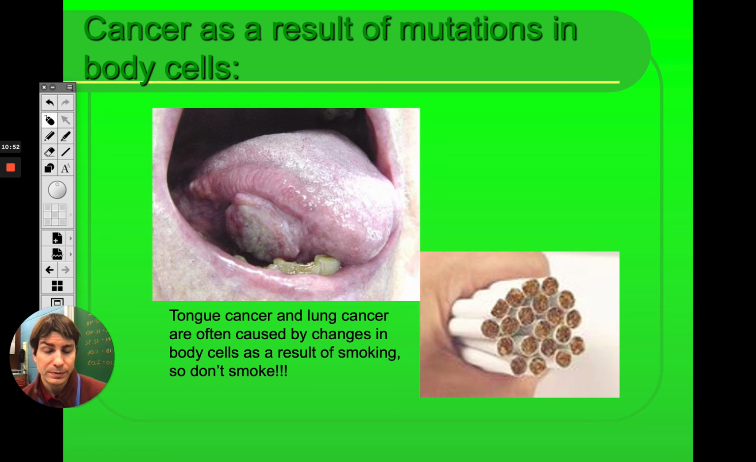Now, sometimes some people might just smoke maybe for a year and then they develop lung cancer. This could happen too. You don't have to be a chain smoker your whole life in order to develop lung cancer. So mutations can still come about.